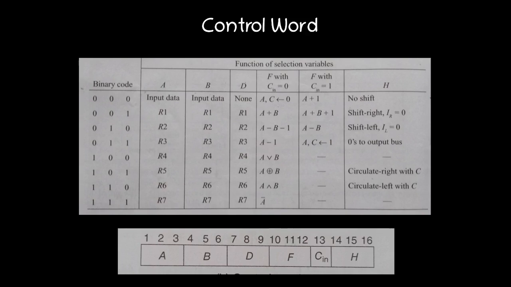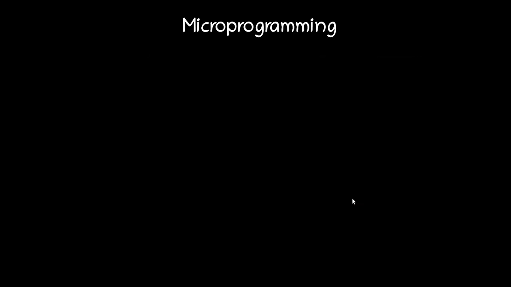So based on the H input: 0 0 0 no shift, 0 0 1 shift right with IR equal to 0, 0 1 0 shift left with IL equal to 0, 0 1 1 zeros to the output bus. This 1 0 0 has no significance, not defined. 1 0 1 circulate right with C, 1 1 0 circulate left with C. 1 1 1 has no definition, not defined here. That's about the H select lines.